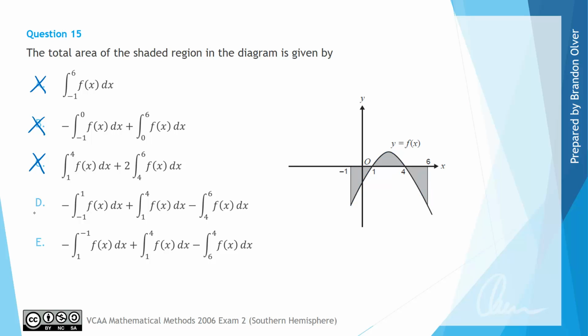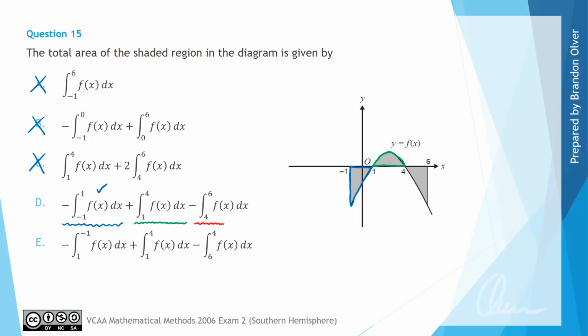For option D, we now have negative the integral from negative 1 to 1 of f of x dx. If we start to colour code, this bit here would actually find this, and the negative out the front would make it positive. So that bit is good. And then we add on the integral between 1 and 4 of f of x dx, and that would find the area under the curve in this green part here.